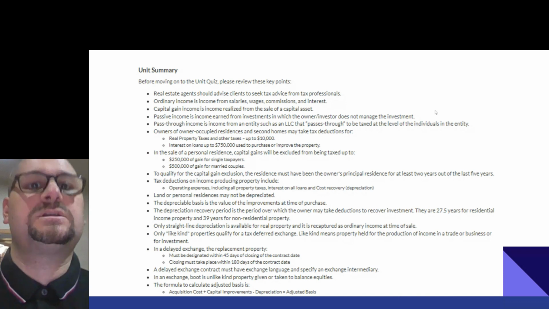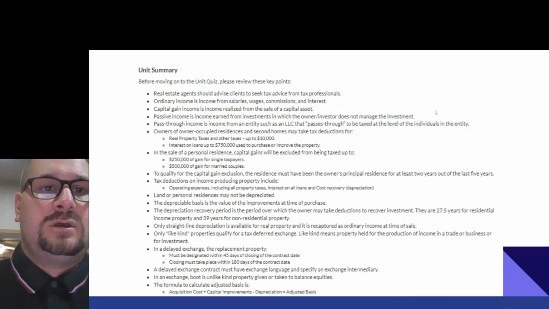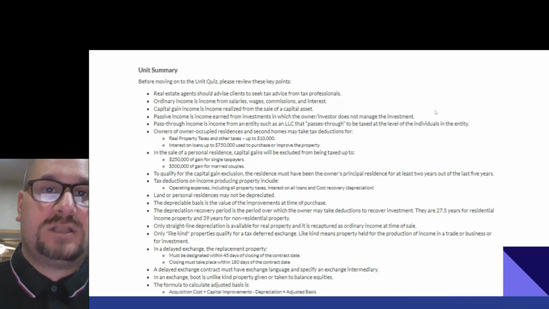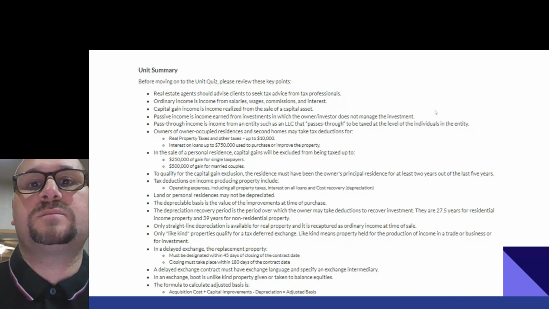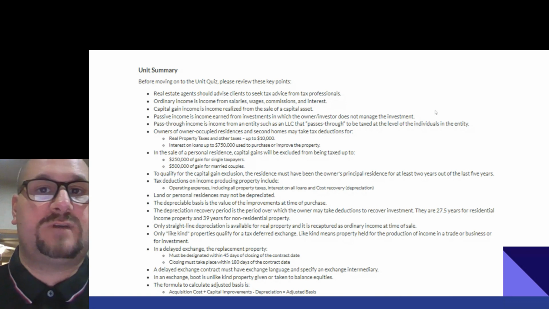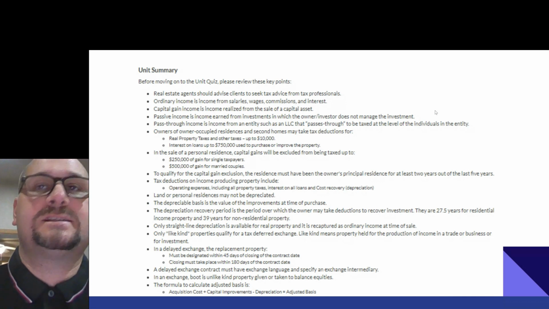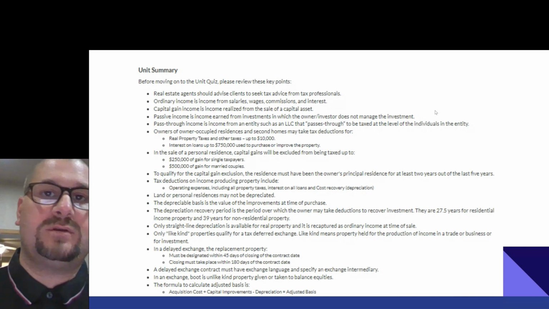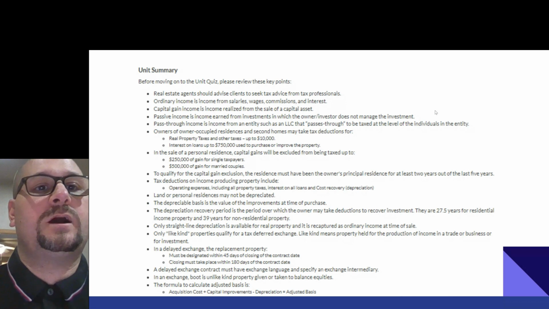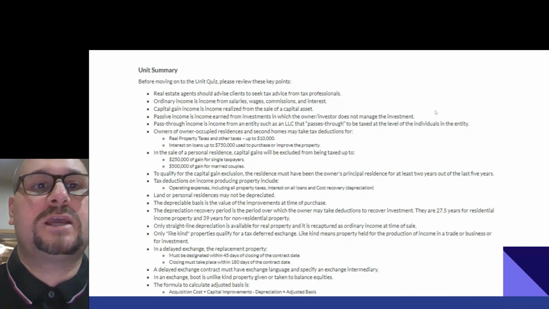All right, so for the unit summary, we're going to go over these key points. Real estate agents should advise clients to seek tax advice from tax professionals. So if you're asking your realtor about tax advice, they should tell you to talk to a tax professional like a CPA, a certified public accountant, or a TA, tax accountant. Ordinary income is income from salaries, wages, commissions, and interest. Capital gain income is income realized from the sale of a capital asset.